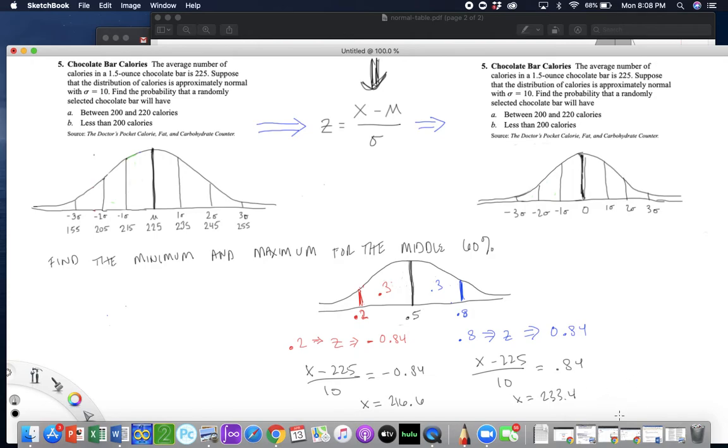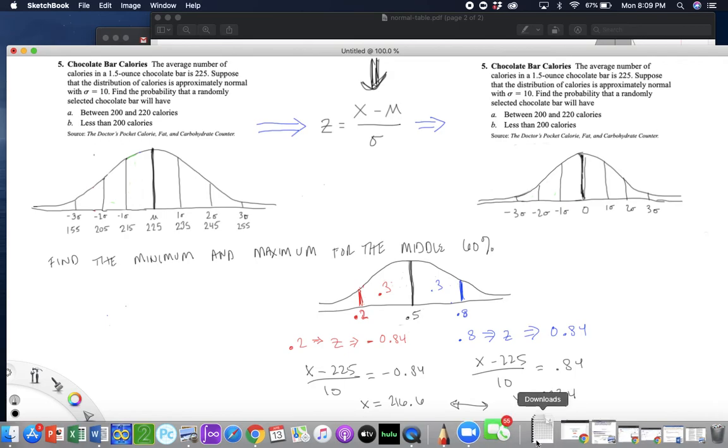Going back to the analogy I explained in the beginning, if I was a chocolate bar owner and I didn't want to stand out from the market by making a high calorie or a low calorie candy bar, I just want to stay right in that middle 60%. I would want to create a candy bar that has a minimum of 216.6 calories and a maximum of 233.4 calories.